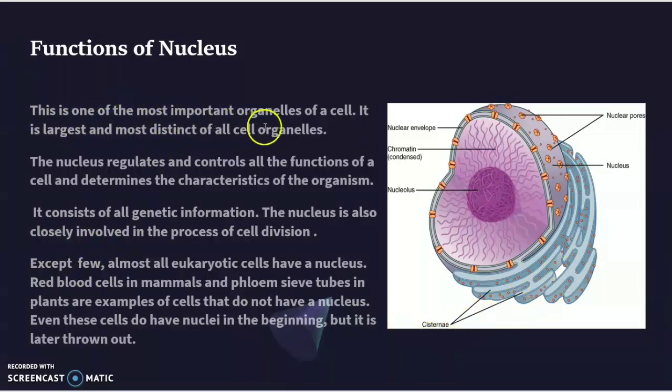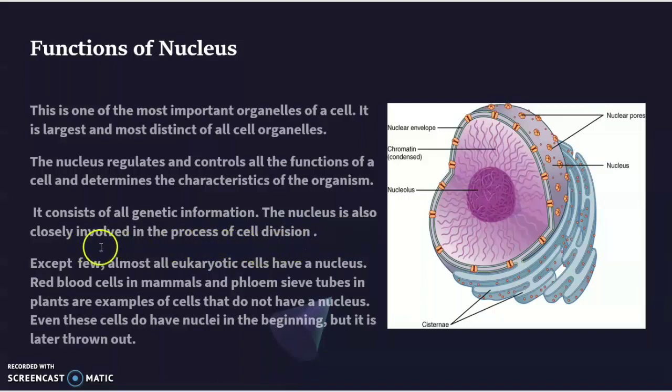This is one of the most important organelles of a cell. The nucleus is the most important organelle of a cell. It is the largest and most distinct of all cell organelles. The nucleus regulates and controls all the functions of the cell and determines the characteristics of the organism. That means the characters we show are because of the genetic material present in the nucleus of our cells. It consists of all genetic information.